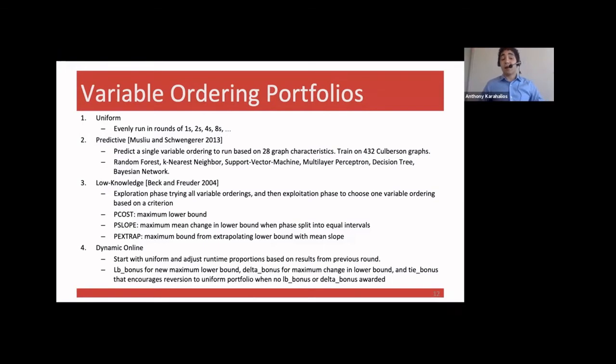Finally, a dynamic online portfolio that starts with the uniform portfolio and runs in these rounds of doubling time, and at each round gives an LP bonus for the new maximum lower bound, or a delta bonus for the maximum change in lower bound, or a tie bonus if none of the variable orderings' lower bounds have changed, that reverts the runtime distribution back to the uniform distribution.